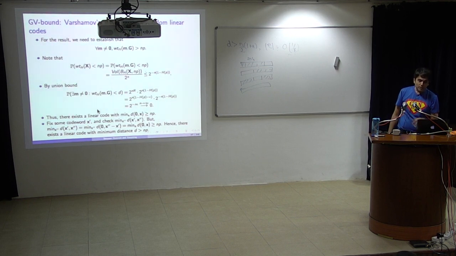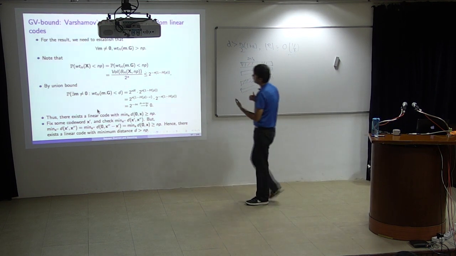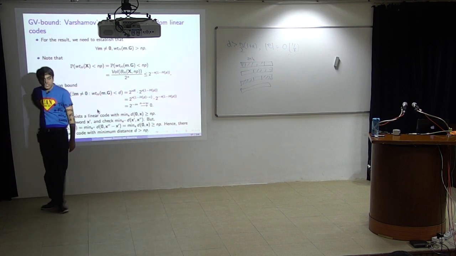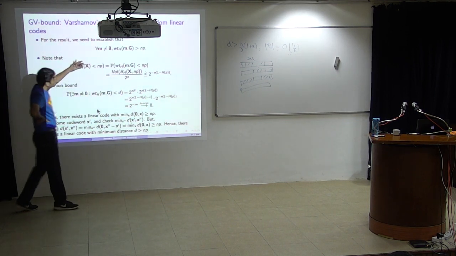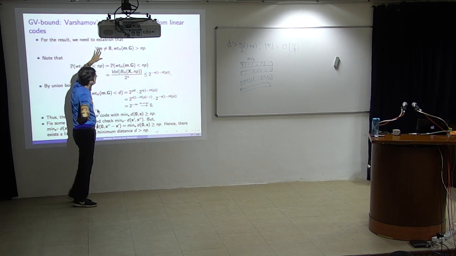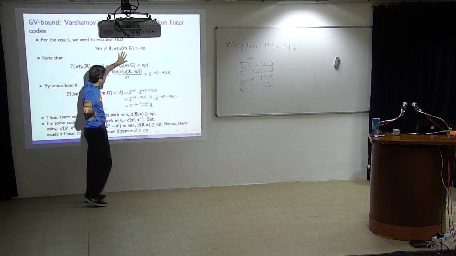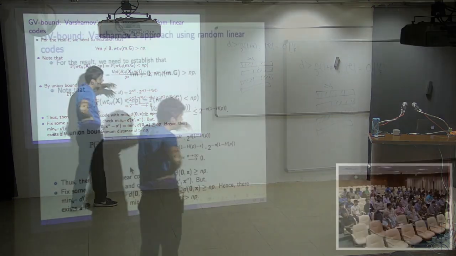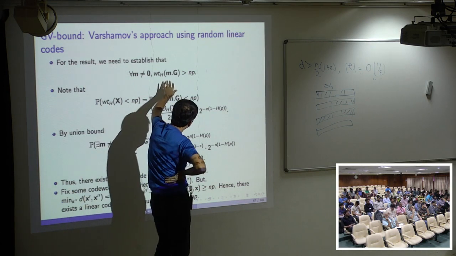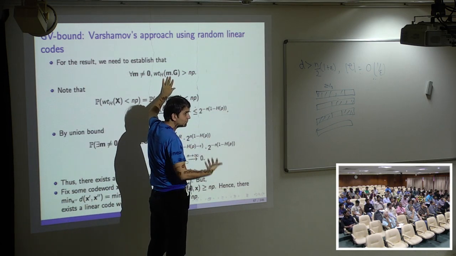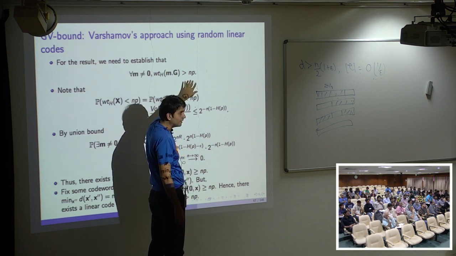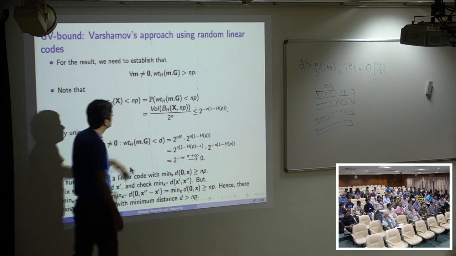So what do we do? We want to argue that for any non-zero message, the codeword being transmitted has Hamming weight larger than NP. We want to argue that with high probability over the design of the matrix G, for every message, the Hamming weight of M times G is larger than NP. And to do this, we'll use a probabilistic argument.